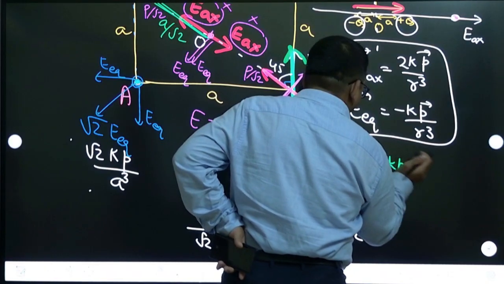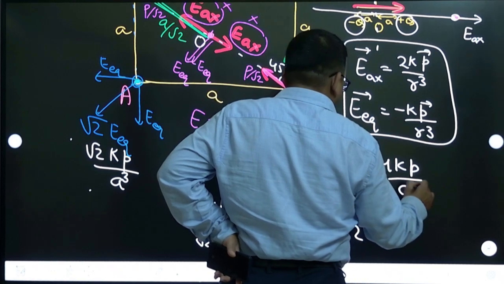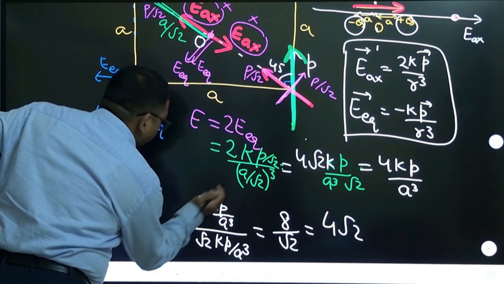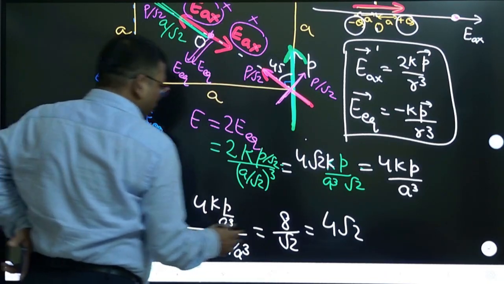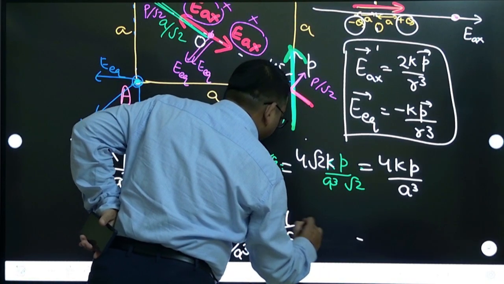So this term is 4 here. 4 kp by a cube. So this factor is 4 here. 4 kp by a cube. So from here this ratio is 4 by root 2, then it comes to root 2.